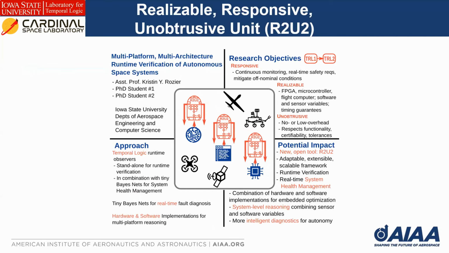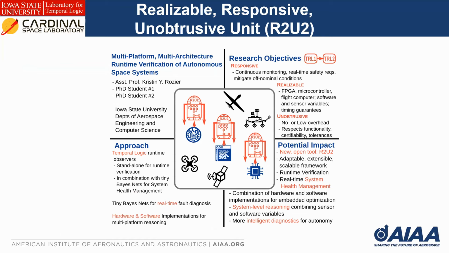We used the Realizable, Responsive, Unobtrusive Unit, or R2U2, as our RV engine for this study. CubeSats are known for having relatively low computing power, so an unobtrusive tool is very necessary to perform RV for such projects. R2U2 also possesses a scalable and extensible framework, allowing for expansion of the study in future work.